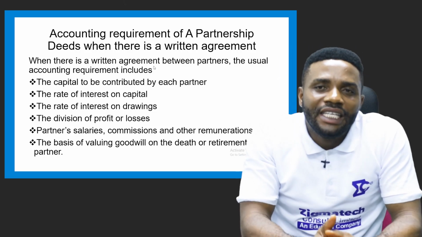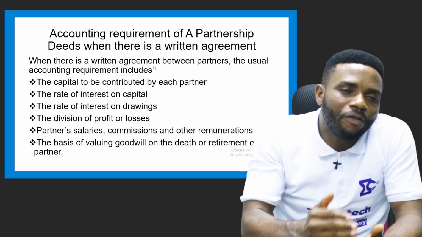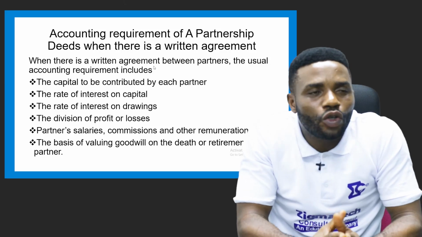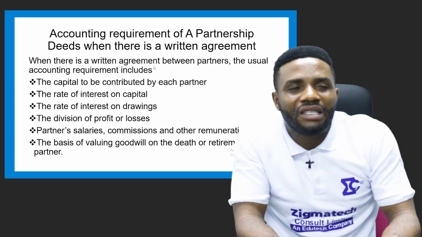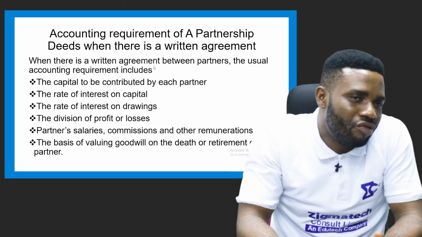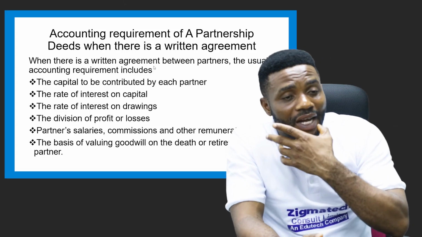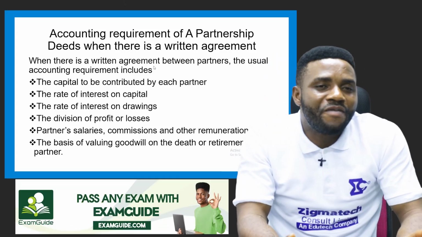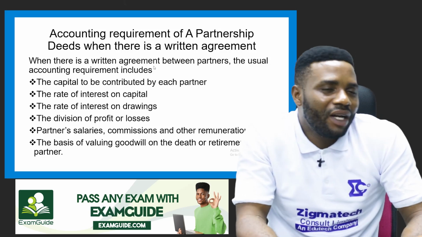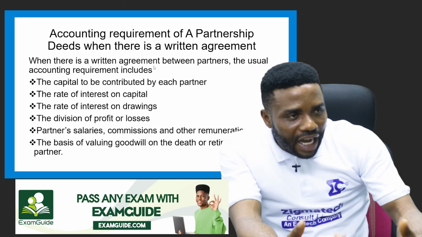The third one is the rate of interest on drawings. The interest that will be charged on drawings must also be spelled out. Drawing is simply when cash or goods are taken from the business for personal use. Some partners may want to cash out for personal use. We are doing a business, and maybe something very important or urgent happened in the family of one of the partners, and the partner needs cash. He may want to take the cash from the business.